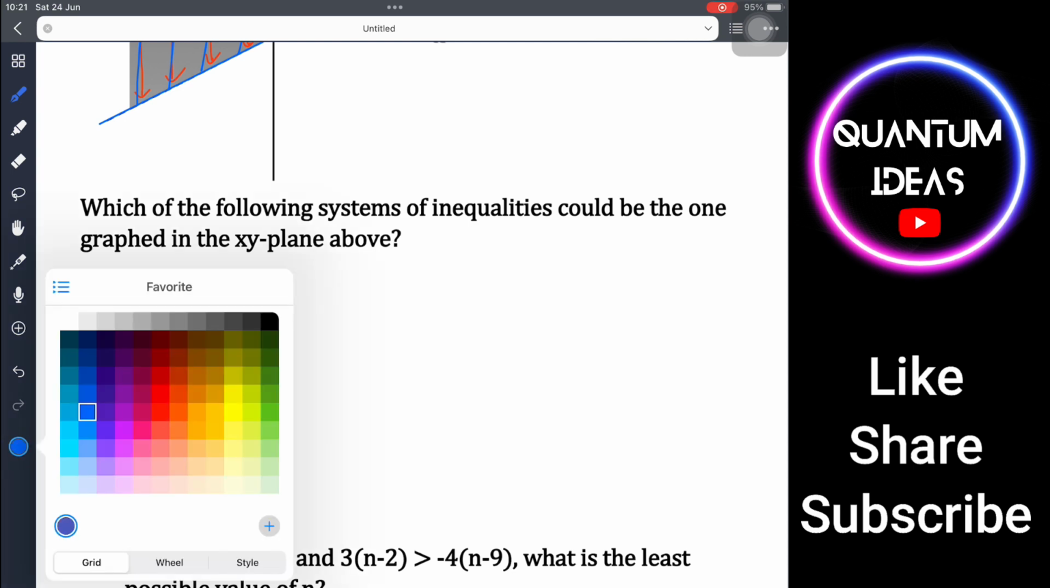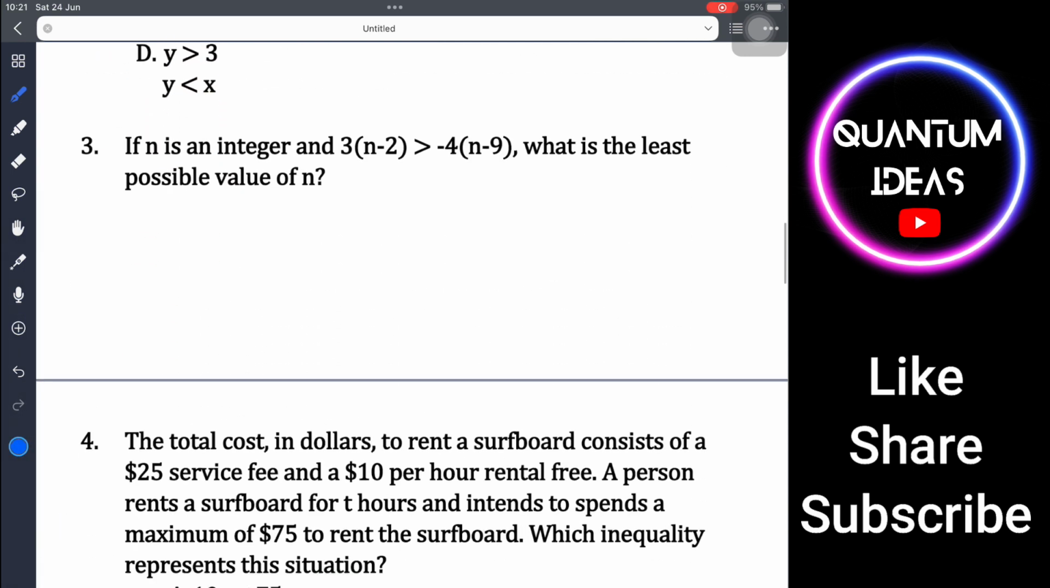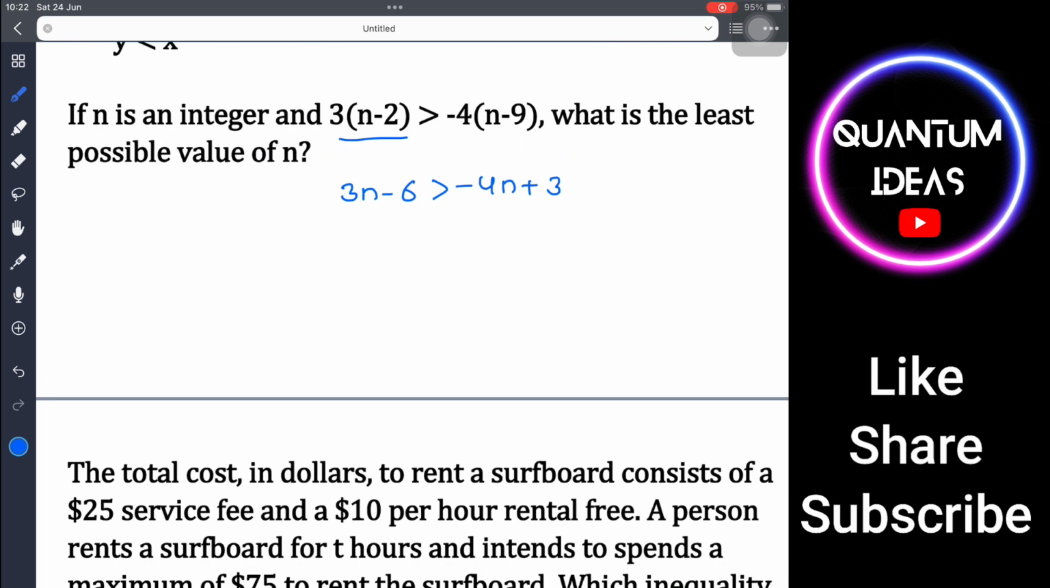So let's move to our another question 3. If n is an integer and 3n minus 2 is greater than minus 4n minus 9, what is the least possible value of n? So first of all, we have to find n in terms of inequality and then find the solution. So let's get started. We have given, so let's open this bracket. So this is 3n minus 6 is greater than minus 4 and minus minus plus 9, 4 is simply 36, right? Okay, 36, sorry.